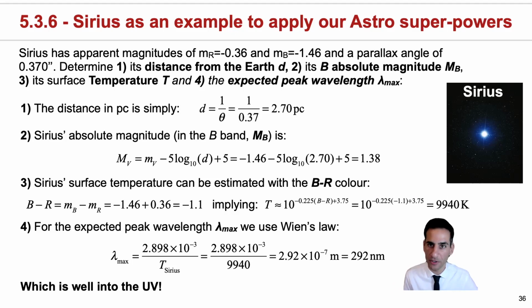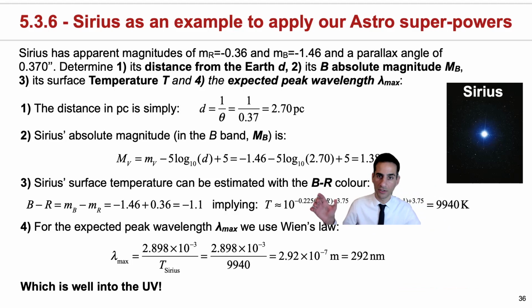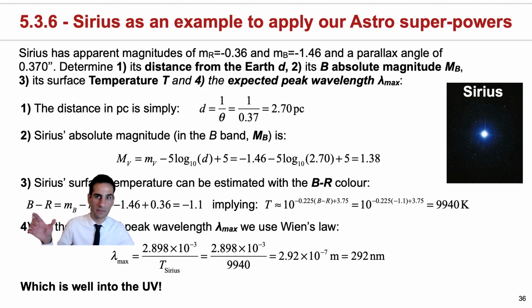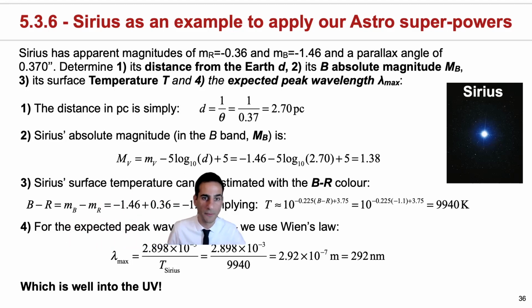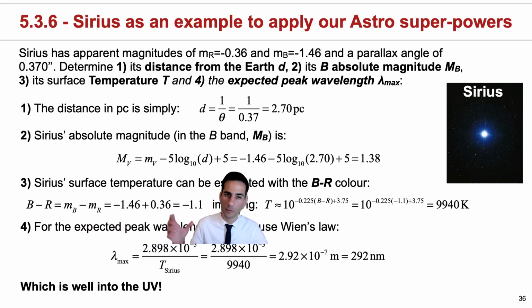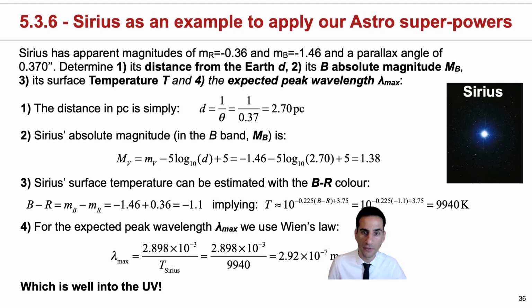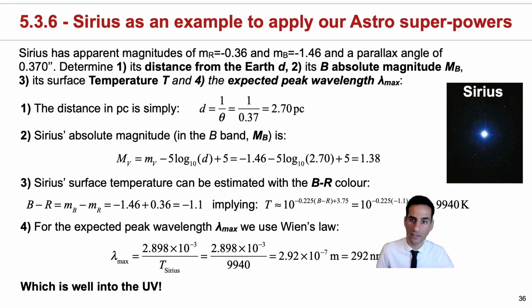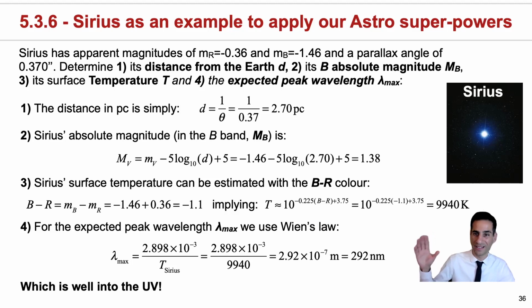To estimate the surface temperature of Sirius, we're not really given any peak wavelength, so we can't use Wien's law, but we've covered how we can use colors to actually estimate temperatures. This is an example of how you can apply the empirical formula that I derived. So the first thing you would do is to calculate the B minus R color. This is just a difference of magnitudes you're given in the question. This will be minus 1.1. Remember, because this is lower than 0, you would say that Sirius is blue. It's actually very blue. And if you plug it into the equation, you'd find out that Sirius is actually quite hot. It's almost 10,000 Kelvin.